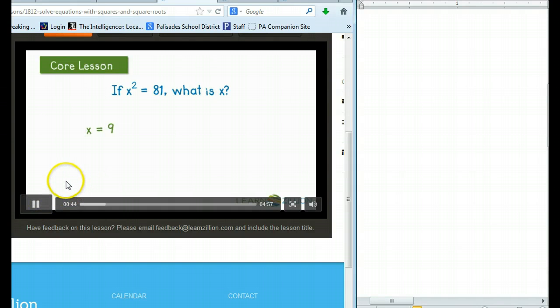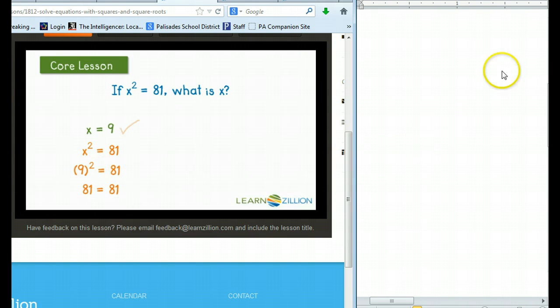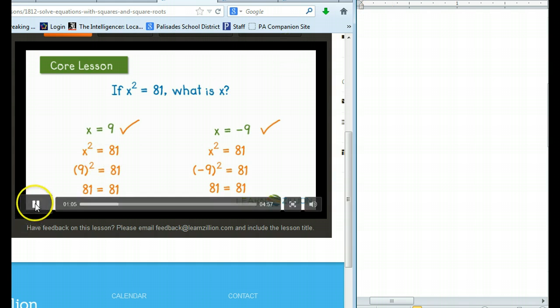One possibility is that x equals 9. When we plug that into the original equation, we square 9 and we get 81. So x equals 9 checks out as one of our solutions. But there's also another number we could square to get 81. That number is negative 9. When we plug that back into the original equation, negative 9 squared equals 81. So negative 9 also works out.